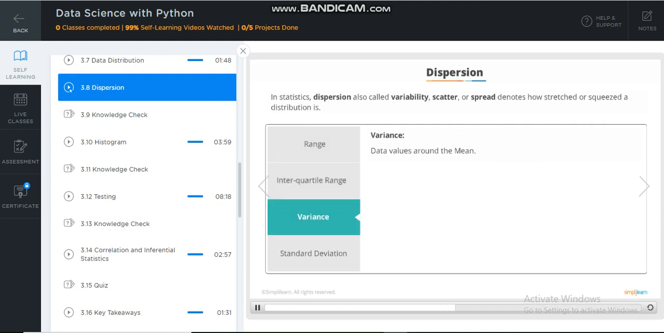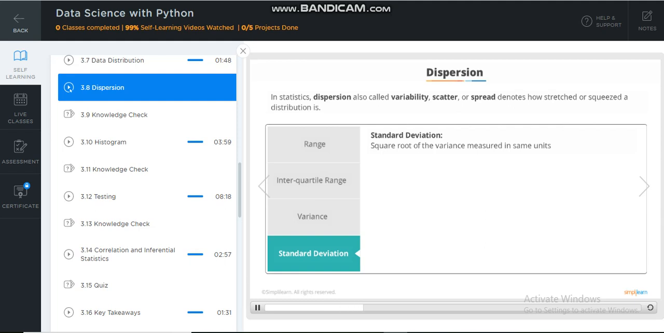Variance refers to the spread of the data values around the mean value. Standard deviation is the square root of the variance, measured in the same units. It also indicates how spread out the data is.